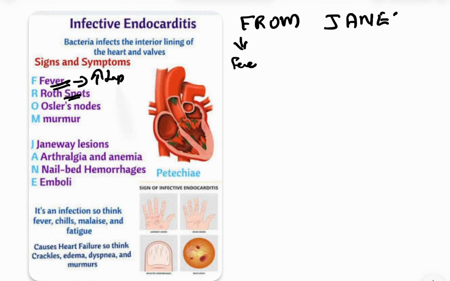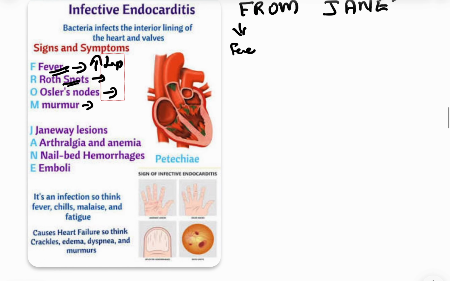Then the patient will have a Roth spot. Then Osler's node, cardiac murmurs. We all know what murmur is, a blowing sound between the heartbeats. So murmurs. Janeway lesion, arthralgia and anemia. Arthralgia means the pain of the joints. Nail bed hemorrhage, remember this name, nail bed hemorrhage, and emboli. These are the signs and symptoms of infective endocarditis.